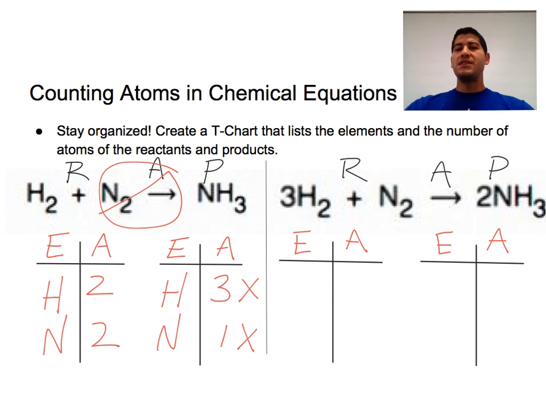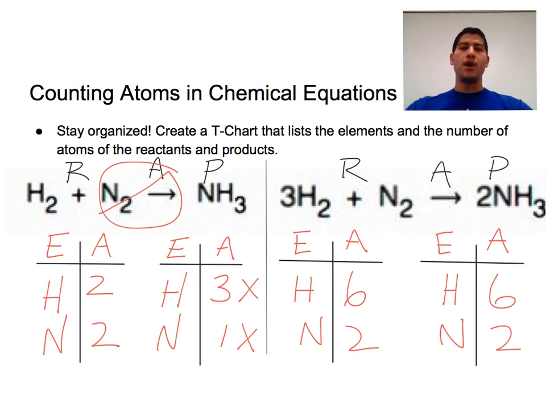So we still have the same elements in the reactants and the products, hydrogen and nitrogen. But now we have 6 hydrogen atoms and 2 nitrogen atoms in the reactants. And we also have 6 hydrogen and 2 nitrogen in the products. The equation is now balanced.